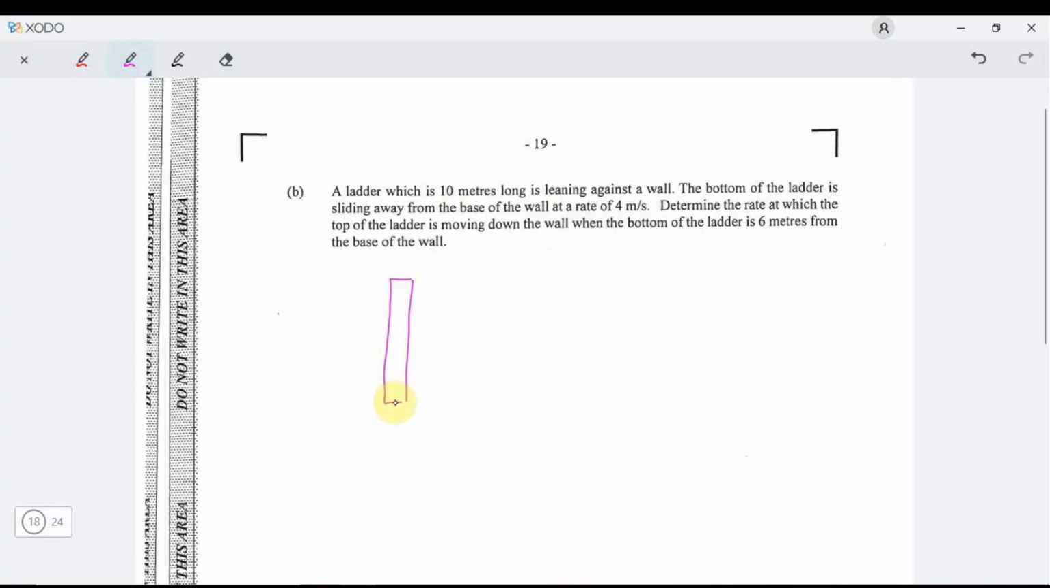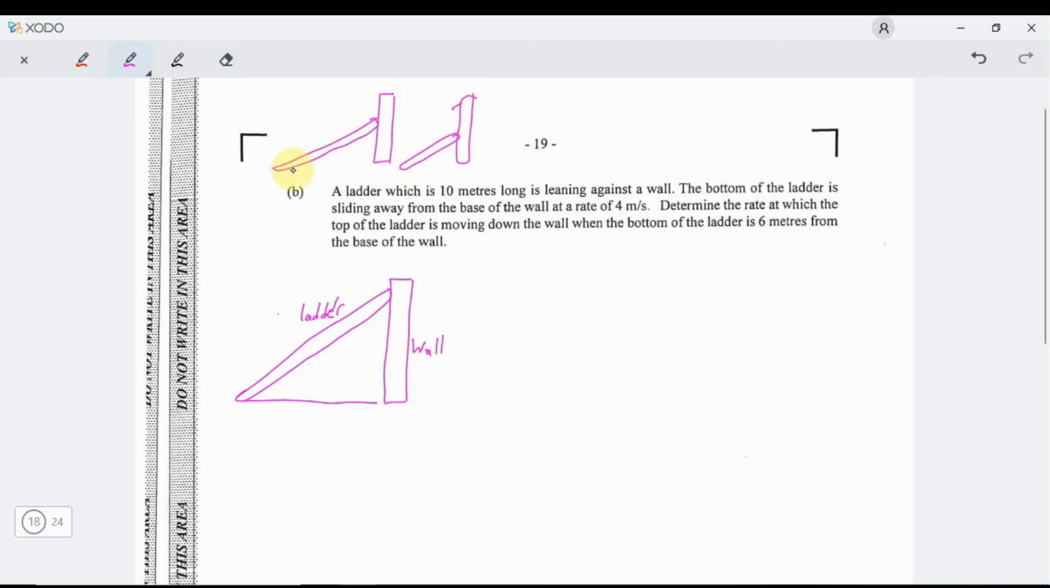So I draw my wall. This is my wall. And they say a ladder is leaning against the wall. I don't know how the ladder is leaning, so I'll just put something like this. This is my ladder. And they tell us that the bottom of the ladder is sliding away from the base of the wall at a rate of 4 meters per second. So this is it, it's sliding away. This is step 1, then next this is step 2, it slides away some more. So it reaches further out, then it's going to keep on sliding away.